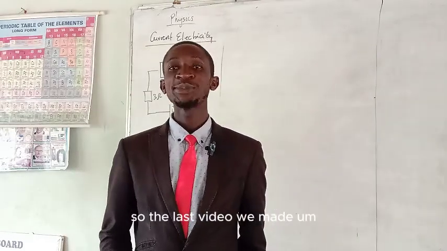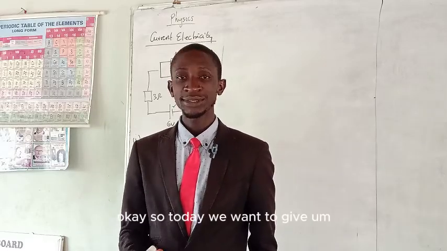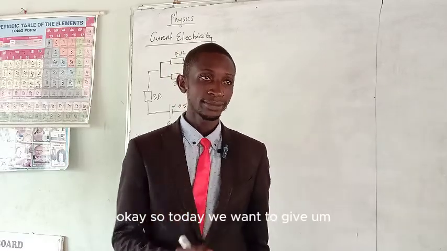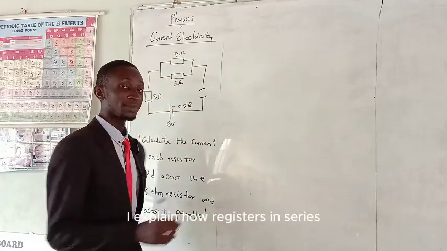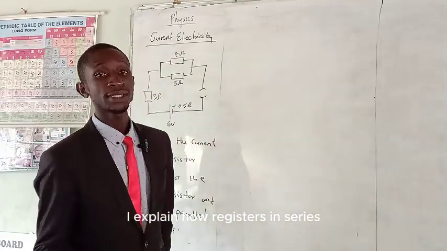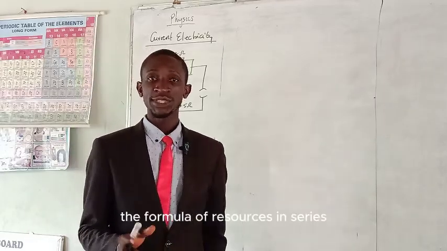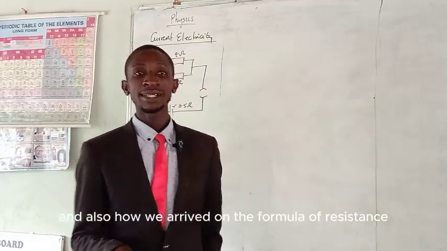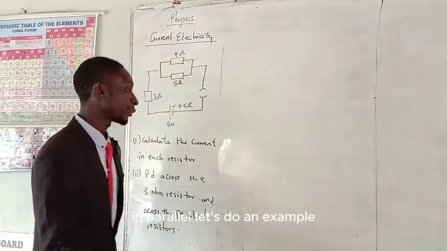So the last video we made, we were talking about current electricity. Today we want to give an example of current electricity. In the other video I made, I explained resistors in series and resistors in parallel, and how we arrived at the formula for resistors in series and also the formula for resistors in parallel. So let's do an example.